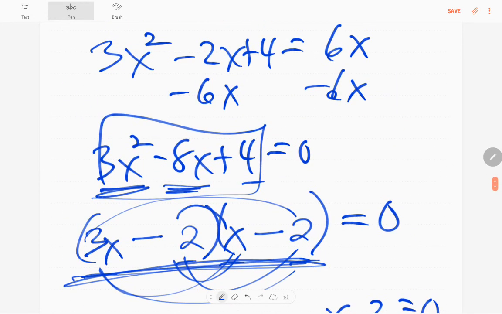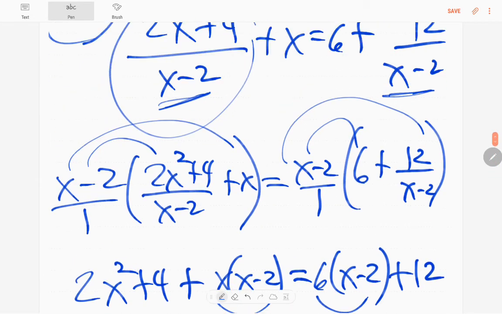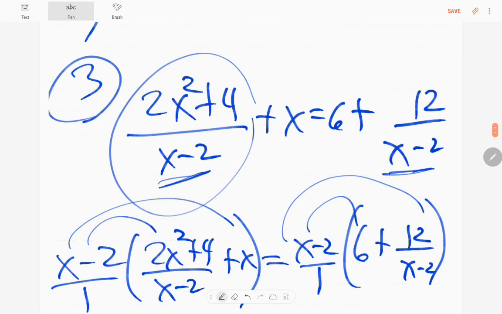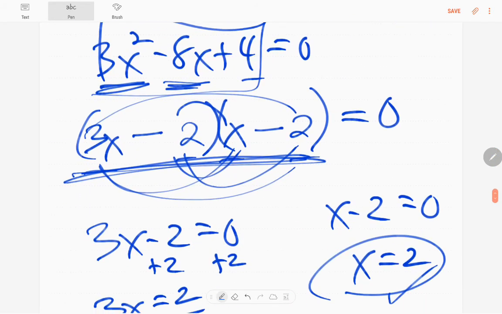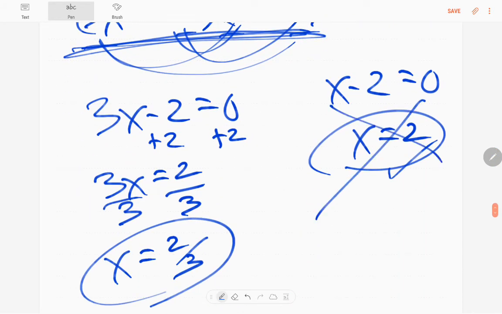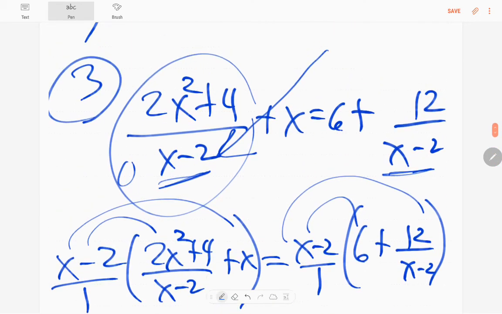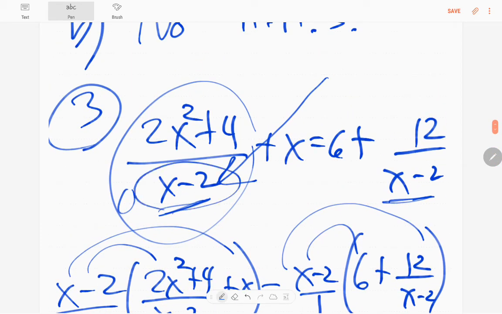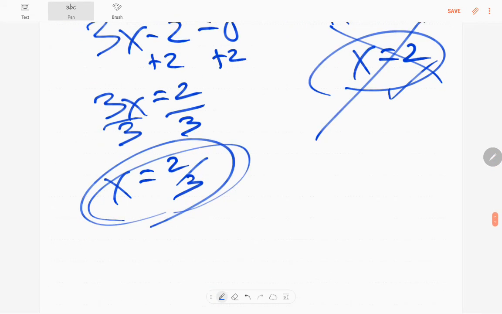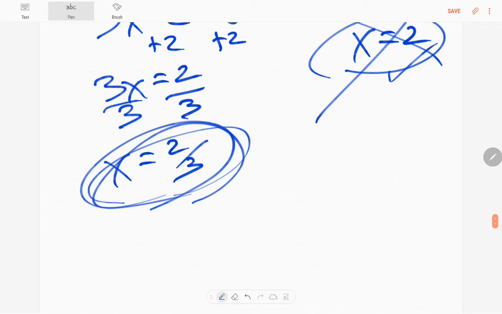Let's go back to the original equation. Now notice in the original equation, if I try to plug a 2 in there, I'm going to be dividing by 0. I can't do it. So that means 2 is extraneous. We didn't do anything wrong. You just have to check and make sure that these are not extraneous. What about 2/3? The only thing you have to check is make sure you're not dividing by 0. Well, if I plug a 2/3 there, it's not a 0. If I plug a 2/3 there, it's not a 0. So 2/3 is good. 2/3 is the only non-extraneous solution.